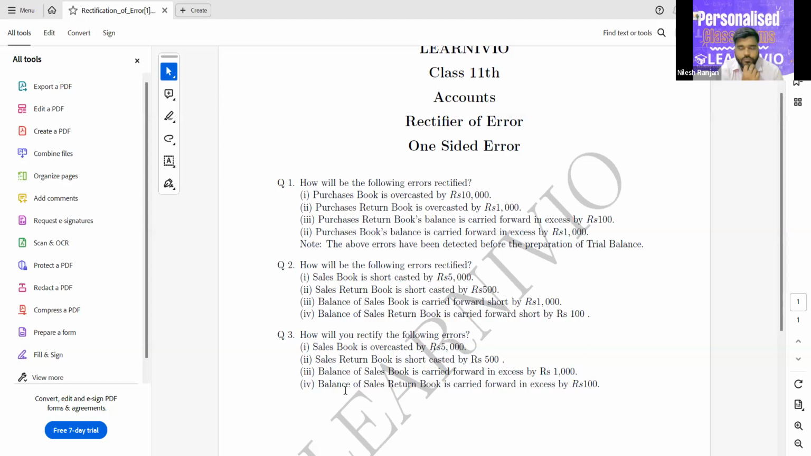Yes. So if there is overcasting in purchase return book, it means the error is on the credit side. And what I told you is that if there is an error of overcasting, then you have to write in the opposite side of the error. So if the error is on the credit side, then we have to write it on the debit side of purchase return book. So it will be: overcasting by rupees 1,000 in the debit side of purchase return.